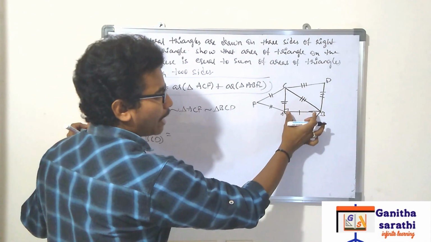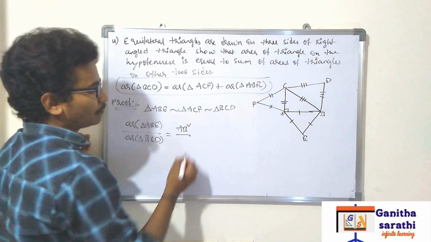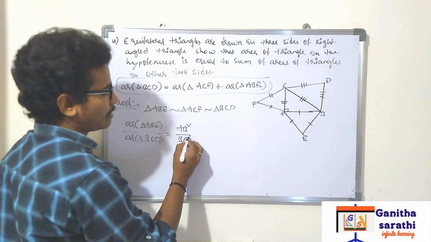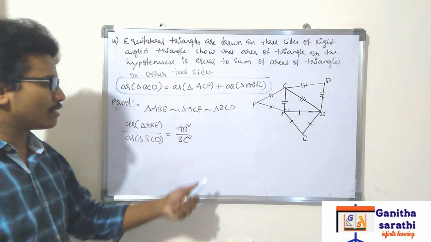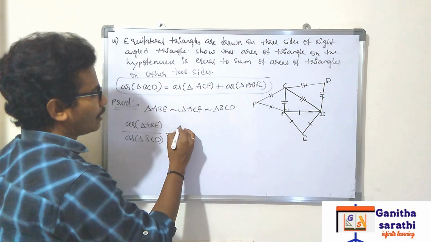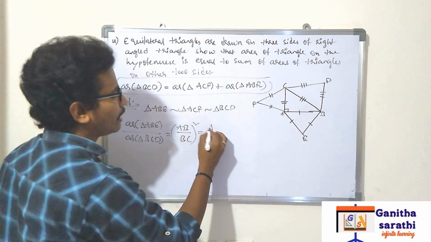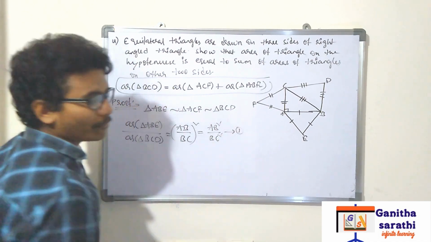In this triangle, I am taking AB as the corresponding side, AB square. In the other, I am taking BC, BC square. AB square by BC square, AB by BC whole square. We can write it as, see here, AB by BC whole square will be there in our theorem. I am taking it as AB square by BC square. That's it. Take it as equation number 1.